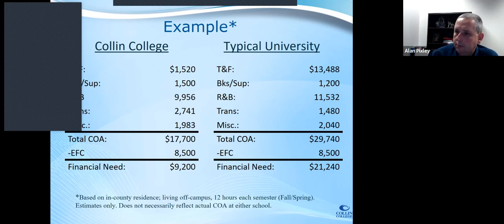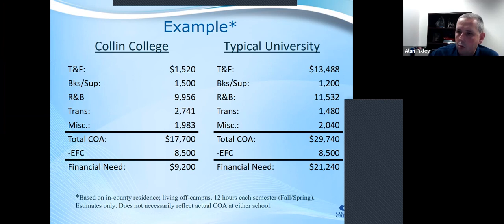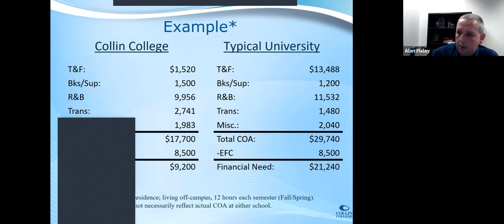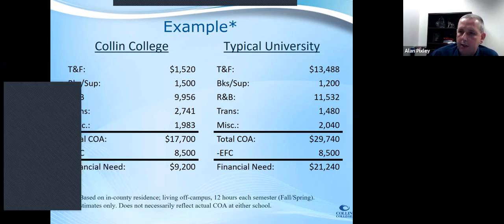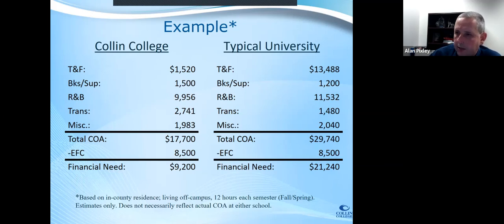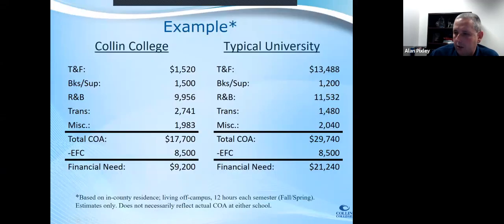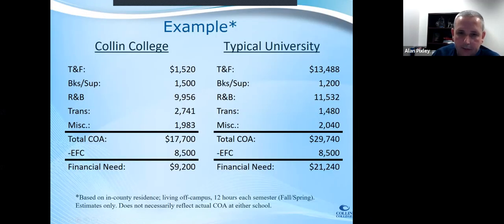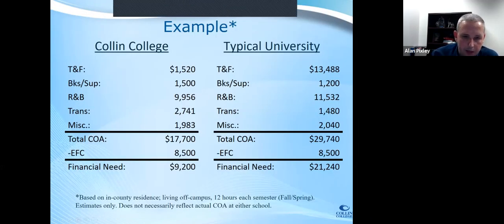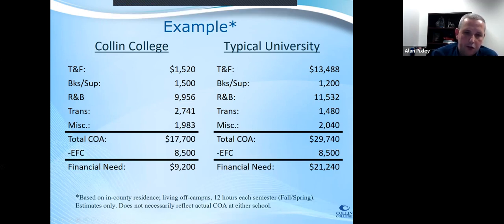Now, if you look at a typical university, you would see tuition quite a bit higher, maybe $13,488. Books, maybe a little more or a little less. Room and board maybe more or less. But we're going to be pretty much in line with everything, except maybe the tuition and fees. So you see the cost of attendance that was shown there was $29,740. And that EFC remains the same no matter how expensive of a school you may choose. So we're talking about $21,240 as the financial need for a student going to this particular school.